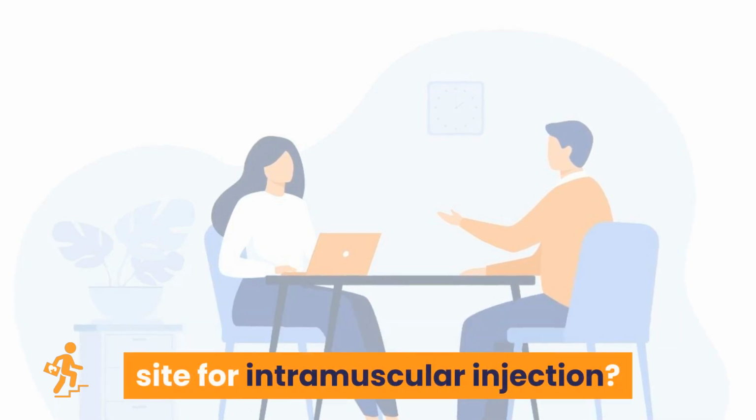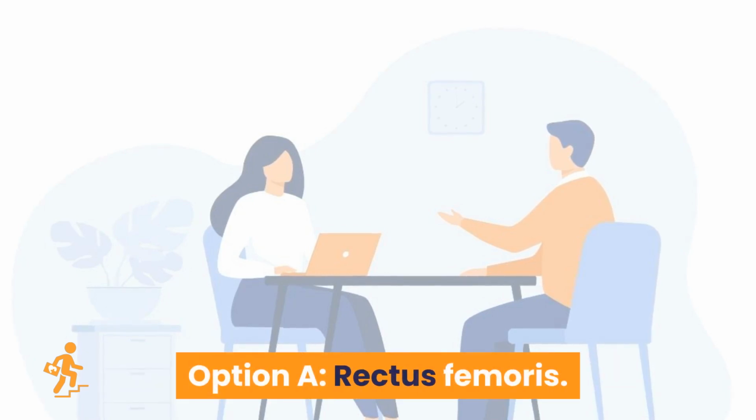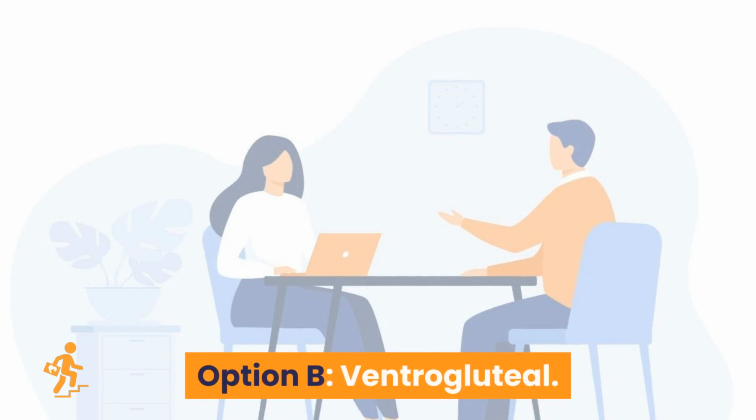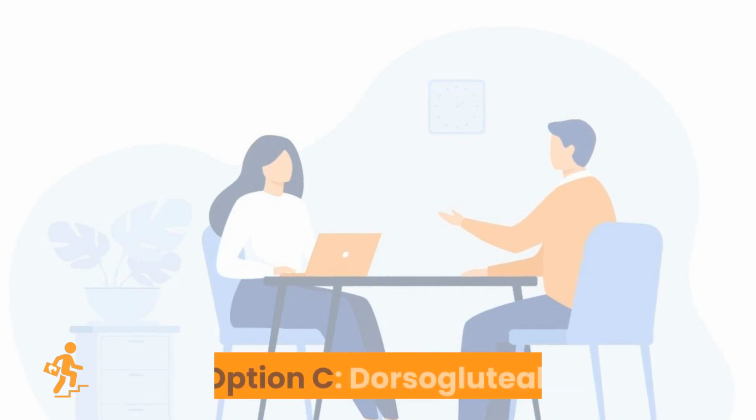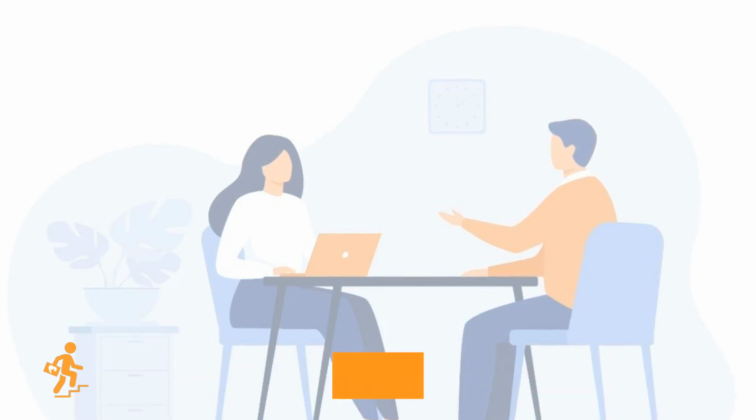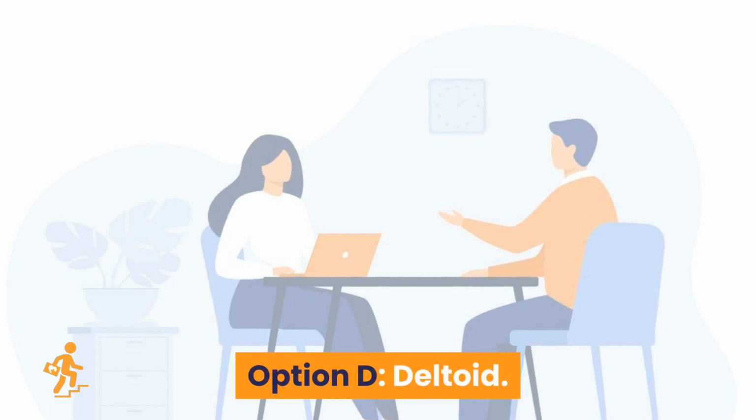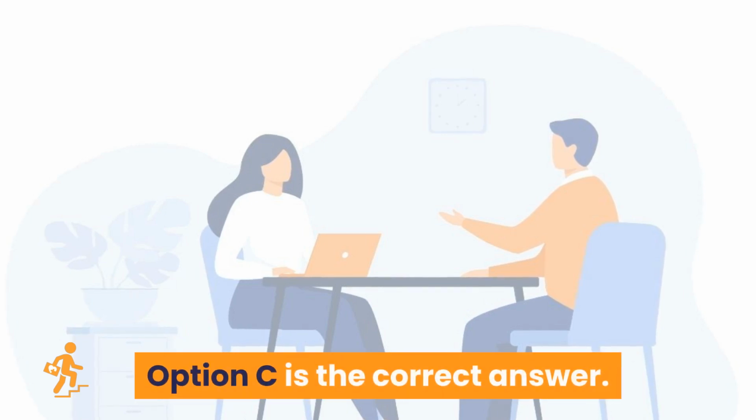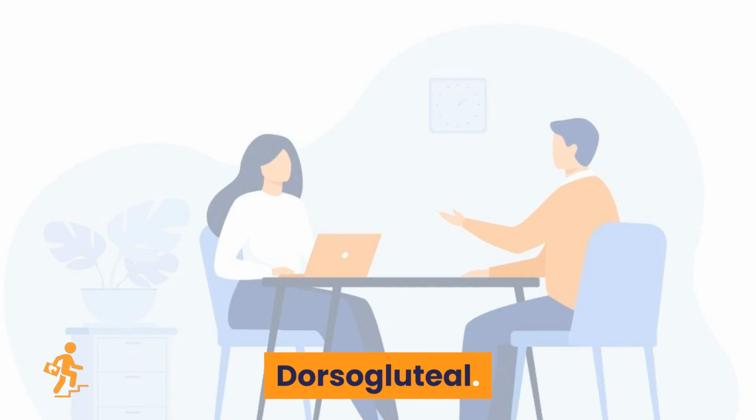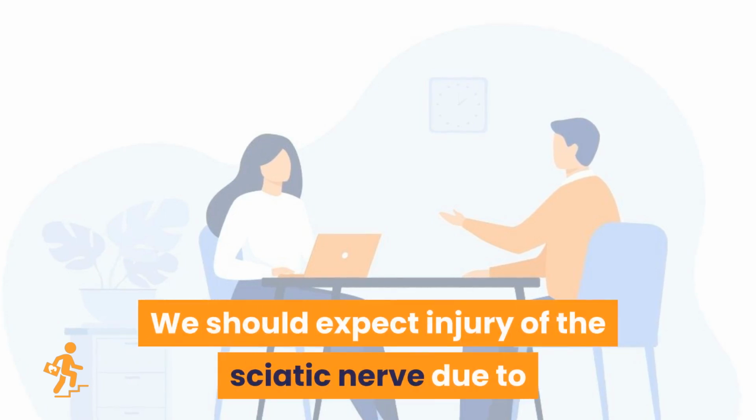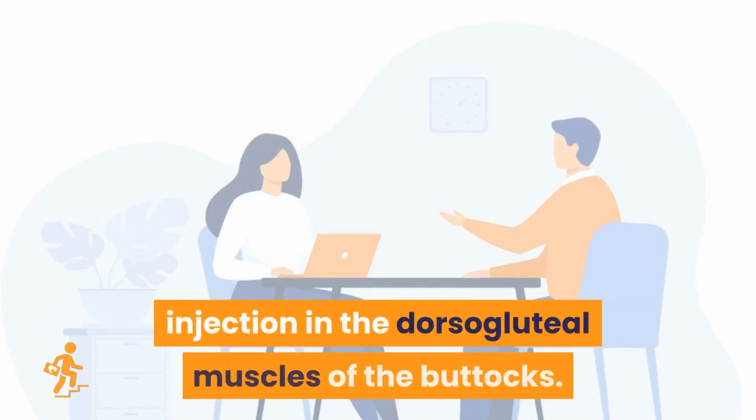Question 2. Which is the most dangerous site for intramuscular injection? Option A, rectus femoris. Option B, ventrogluteal. Option C, dorsogluteal. Option D, deltoid. Option C is the correct answer. Dorsogluteal. We should expect injury of the sciatic nerve due to injection in the dorsogluteal muscles of the buttocks.